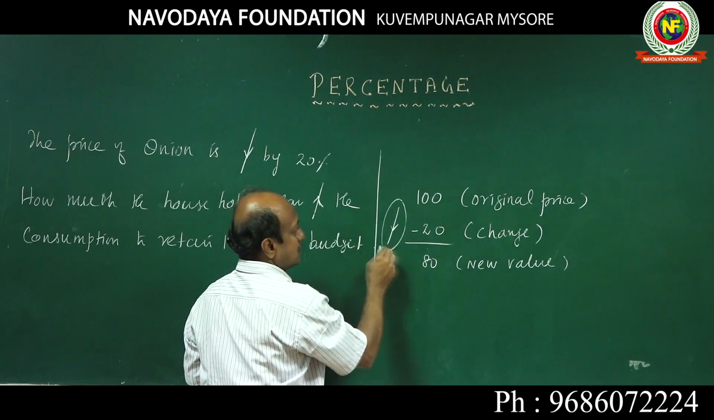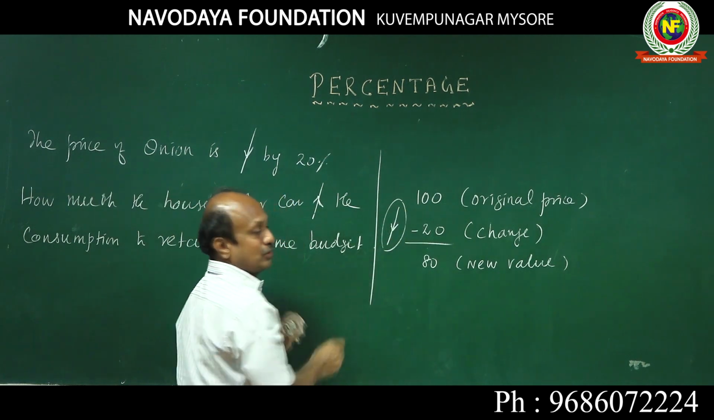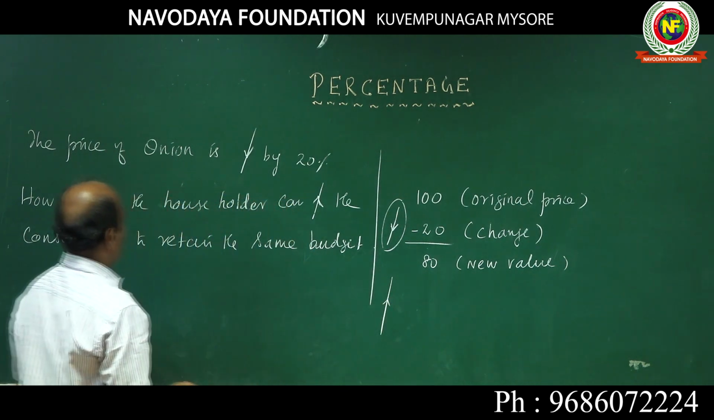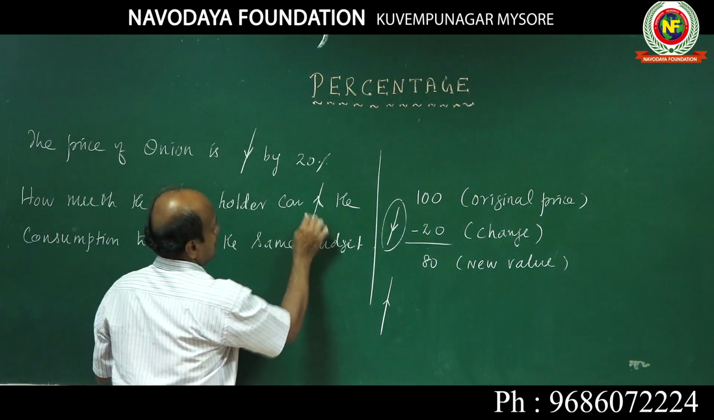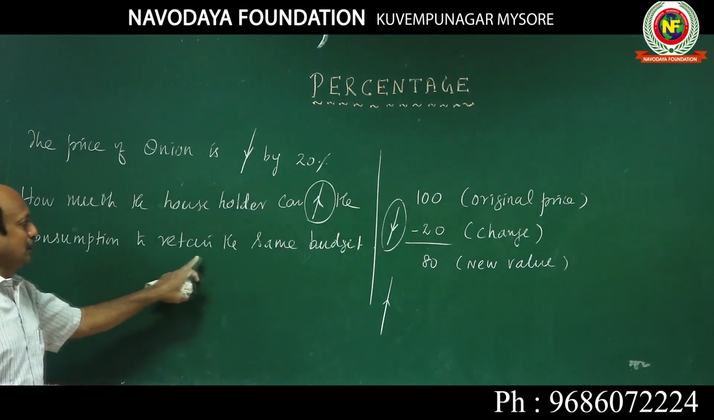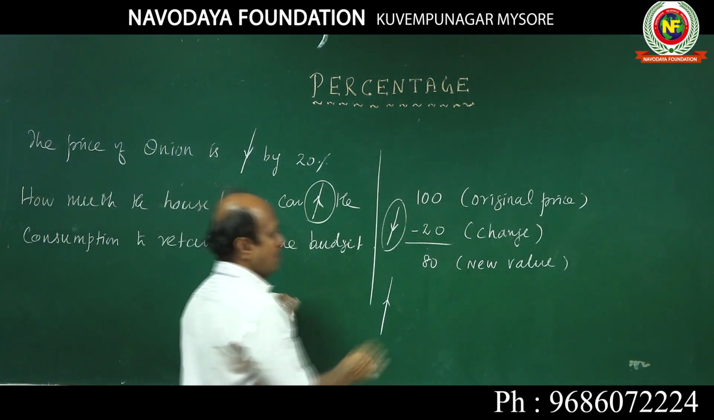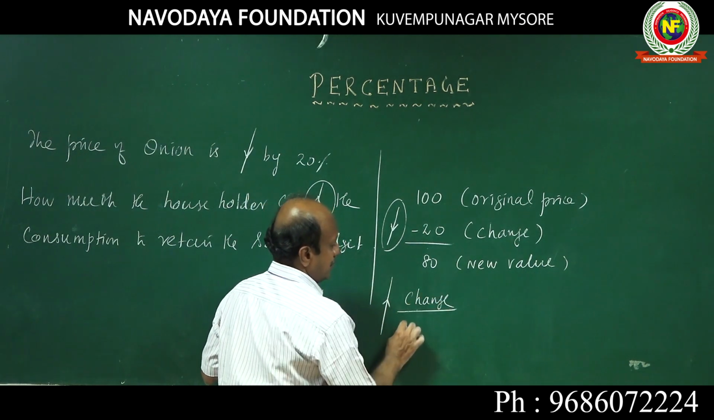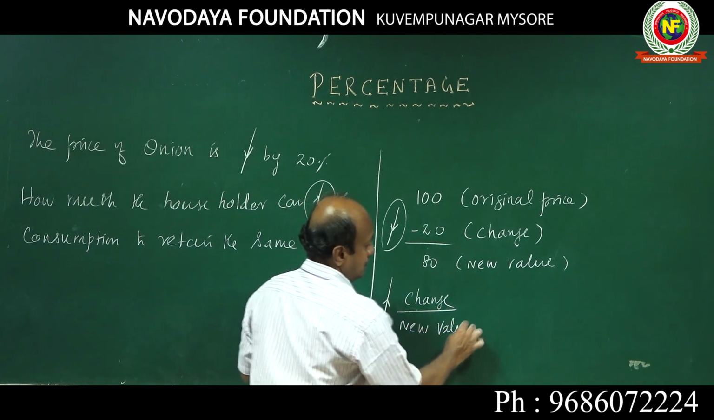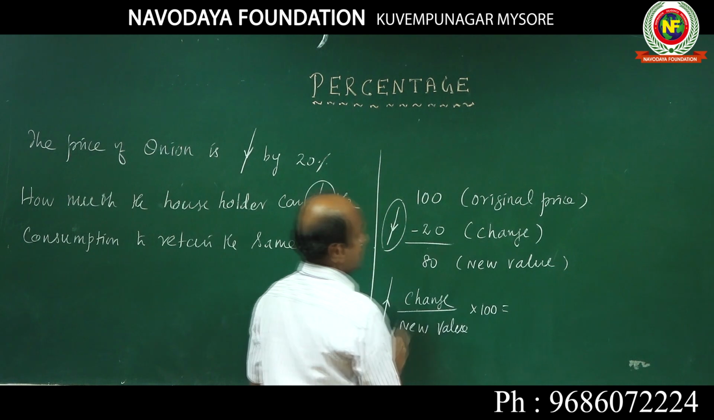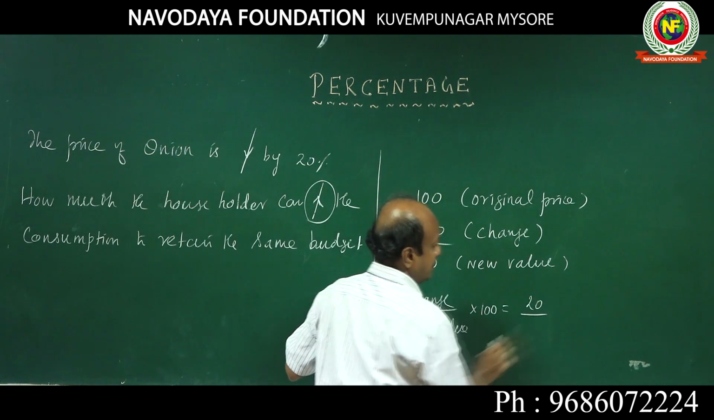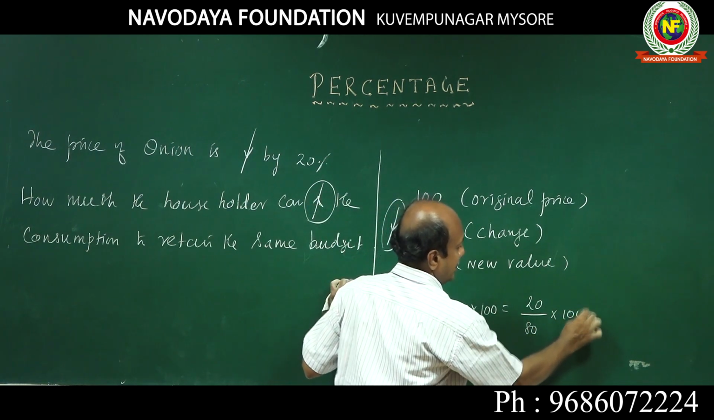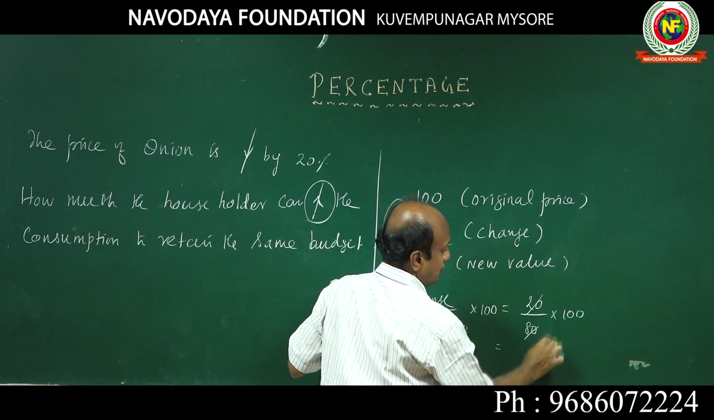Remember, if this quantity is decreased, the next quantity will increase. Therefore, the question is asked, how much can the householder increase the consumption to retain the same budget? What is the idea here? The idea is change by new value into 100. What is the change here? Change is just 20. Don't write minus 20. Change is 20. New value is 80, into 100. Right? It is nothing but 4.